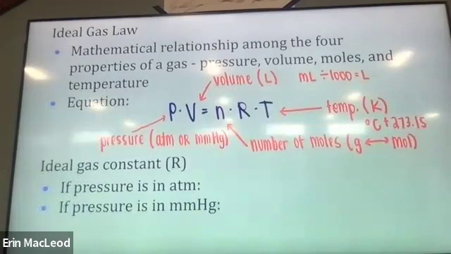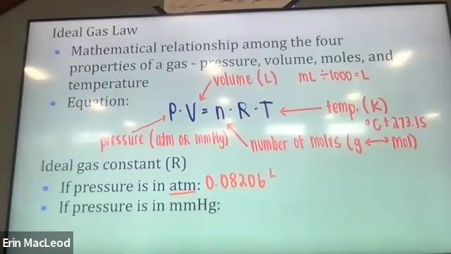So when we get to problems, R has only two options for you. All right, there's two on the back of your periodic table. You just have to make sure you pick the right one. If our pressure is in atmospheres, so ATM, for R we plug in 0.08206. Don't have to memorize it. It is on the back of your periodic table, right underneath this equation. But that's what R is always going to be if your pressure is in ATM.